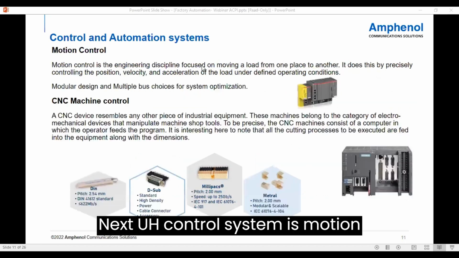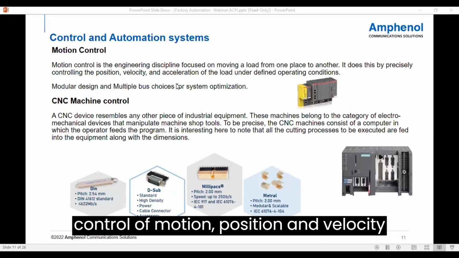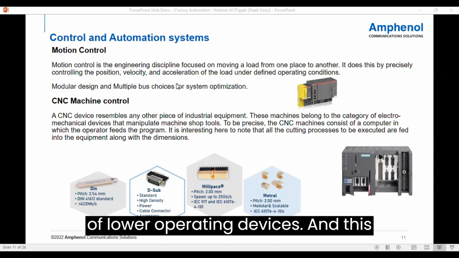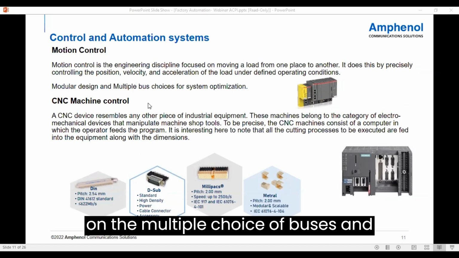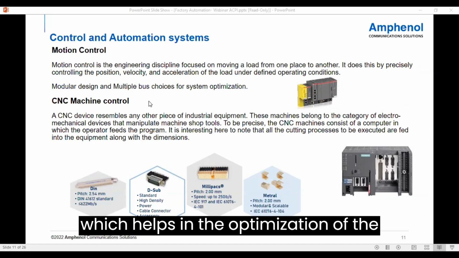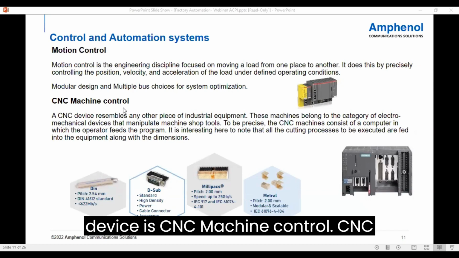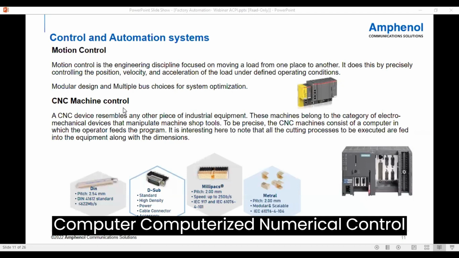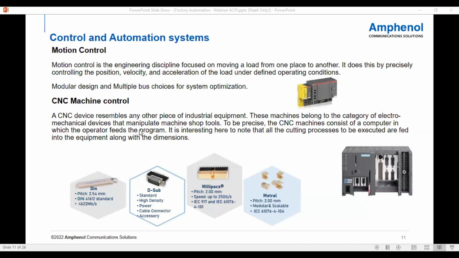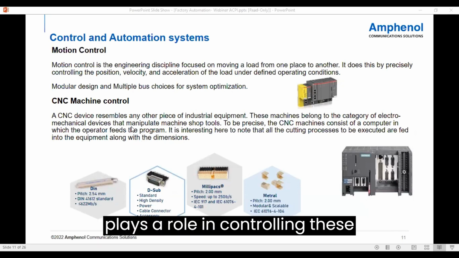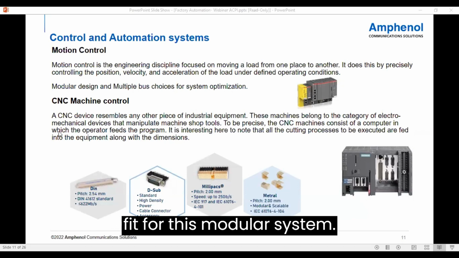The next control system is motion control. It focuses more on precise control of motion, position, and velocity of load operating devices. These motion control devices focus more on the multiple choice of buses, which helps in optimization of the system. The next control device is CNC machine control. CNC, basically known as computerized numerical control machine, is heard of in the industry, and this control device plays a pivotal role in controlling these machines, and our connectors are an ideal fit for this modular system.